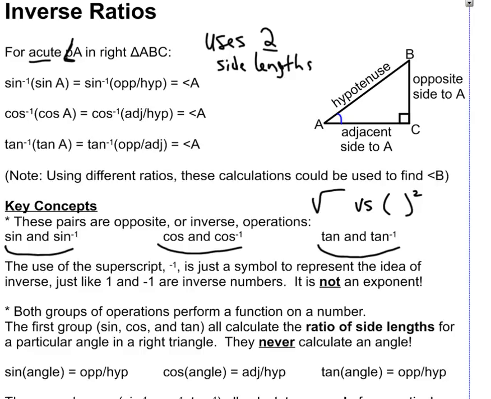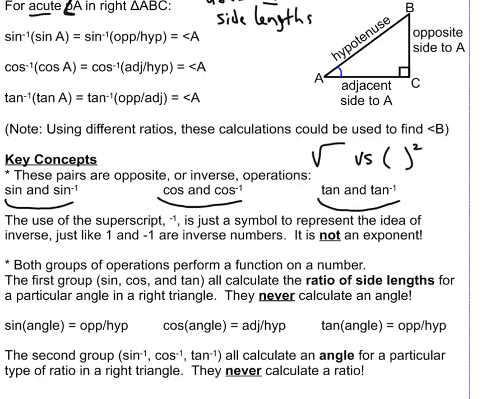Okay. The next thing I want to mention is that both groups of operations, the regular primary ratios, sine, cosine, and tangent, and their inverses, they perform a function on a number. So we want to be consistent when we're writing down our work. We understand that when we write sine, this is an operation on something. So we just don't write sine. It doesn't mean anything. We have to always write sine of an angle. Similarly, we don't just write inverse sine or inverse cosine or inverse tangent without a number. It has to be attached to a number. Okay, so these are operations.